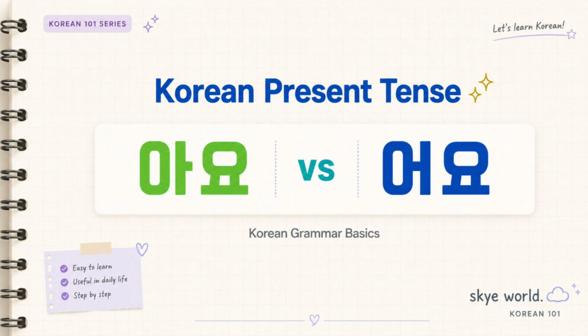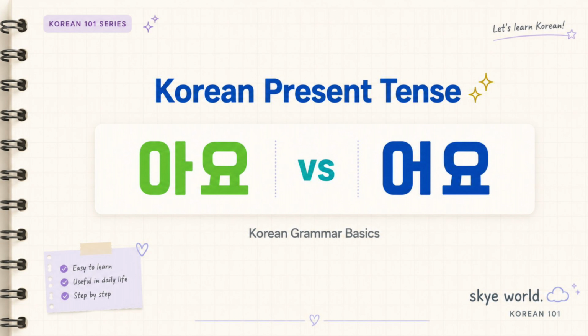Today we're going to learn one of the most important Korean grammar patterns, ayo and oyo. These are the polite present tense endings used in everyday Korean. By the end of this lesson, you will be able to make simple Korean sentences naturally. And don't worry, Korean conjugation is actually much easier than many people think.